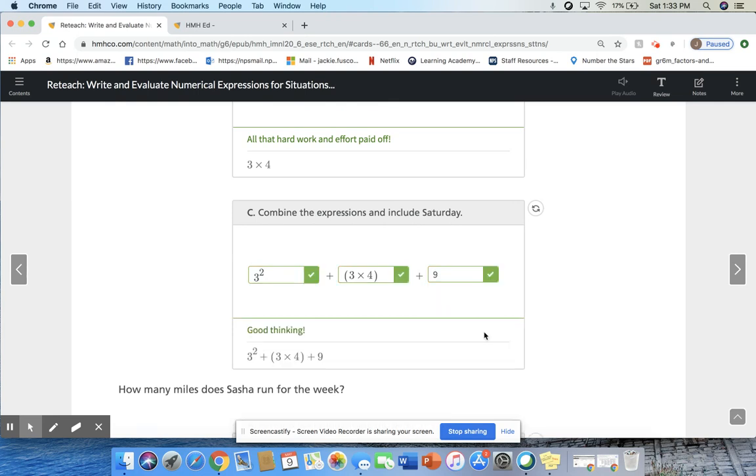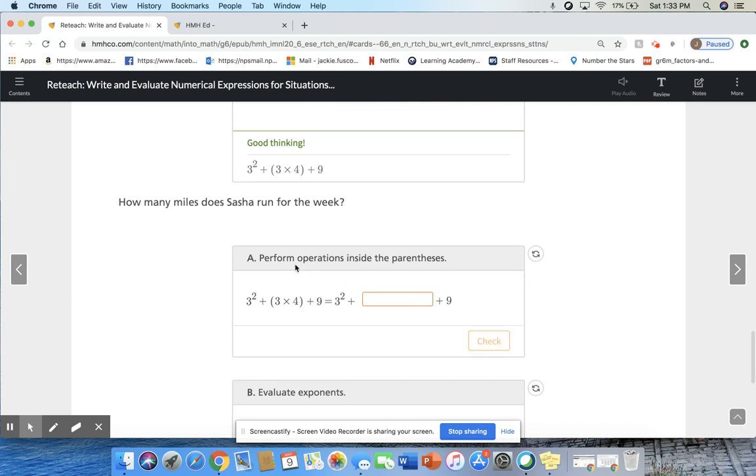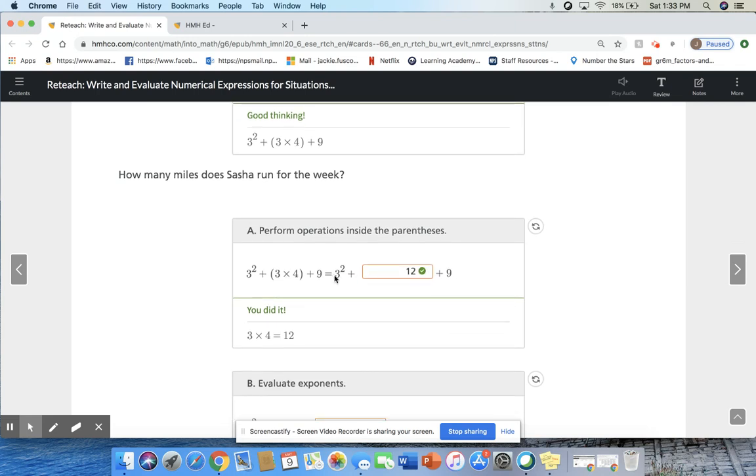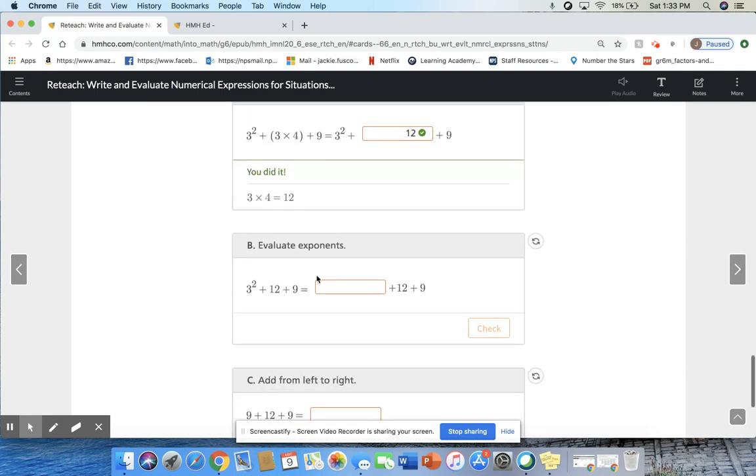Let's see. Awesome. So now let's solve it. Perform operations inside of the parentheses. As you can see, they rewrote 3 squared equals 3 squared. I'm not going to do that yet. I'm going to do the 3 times 4 in the parentheses, which I know is 12. Let's check it. Awesome. So now I have 3 squared plus 12 plus 9 that they rewrote right here. The next thing I need to do is the exponents. 3 squared. I know that my factor is 3, and since my exponent is 2, I'm multiplying the number 3 two times. 3 times 3 is 9. That's the only part I'm simplifying.